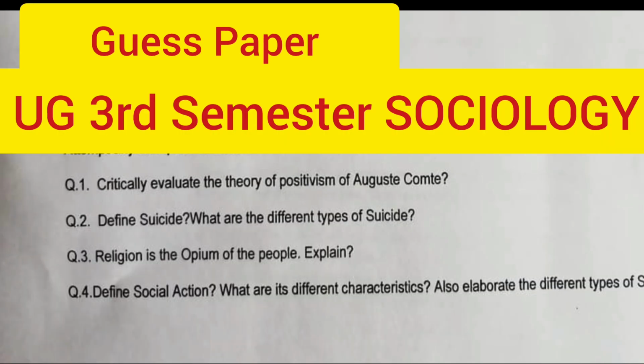Question number 3 is from Unit 2nd, that is Karl Marx. Discuss in detail the theory of class struggle by Karl Marx. Or the question will be asked like this: discuss in detail the theory of social change by Karl Marx. Question number 4 is from Unit 4, that's Max Weber. Define social action. What are its different characteristics? Also elaborate the different types of social action.